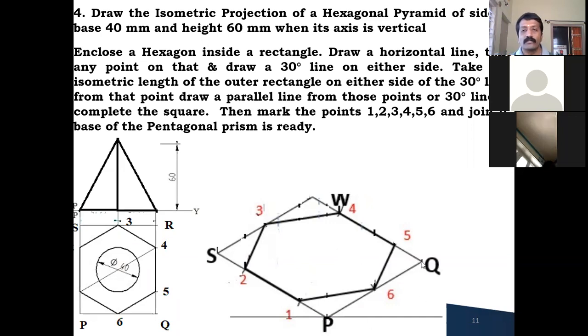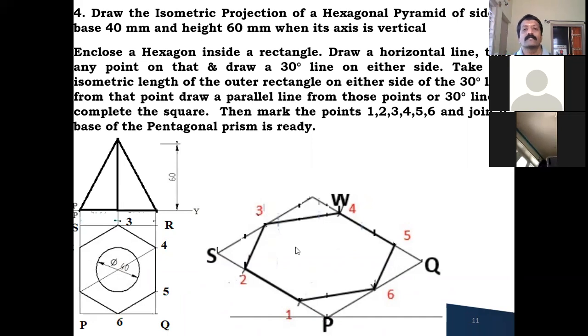Similarly, from Q you can draw a line like this parallel to PS, or the 30-degree line on the left side. For your reference, you can draw a diagonal. S and Q you can join, and then draw the 30-degree line in this direction as well as in this direction. Whichever is easy for you, you can do that. Wherever these two lines intersect, you call this intersection R. So my outer rectangle is P, Q, R, S.